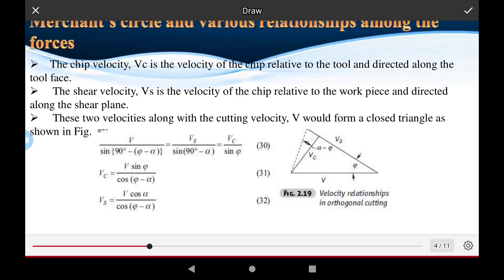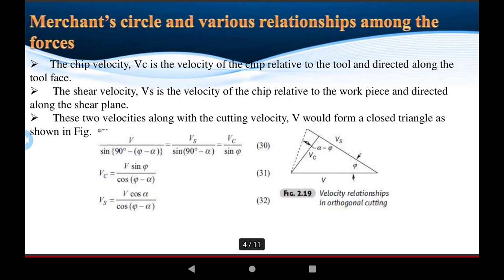Vc is the velocity of the chip, and this angle is alpha. The angle here is phi, and this angle is alpha minus phi. This velocity is V, and Vs is the shear velocity. So V equals what?